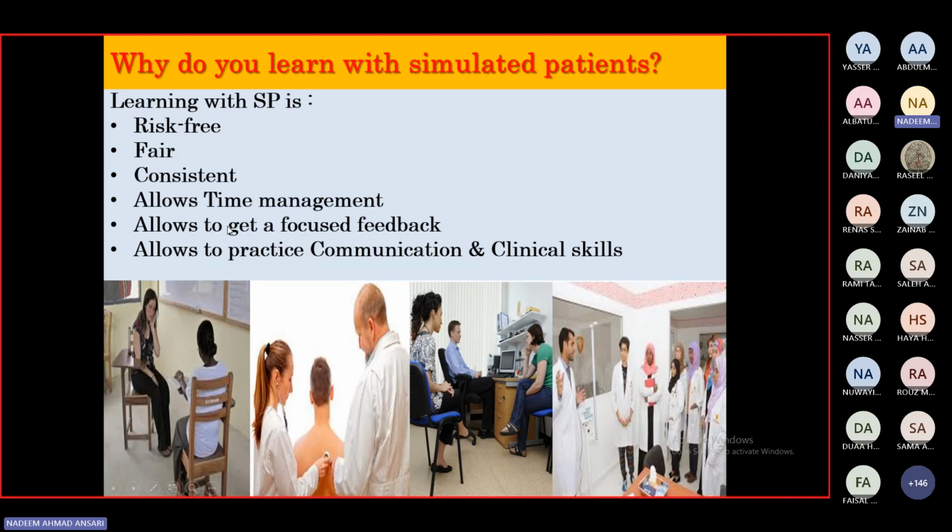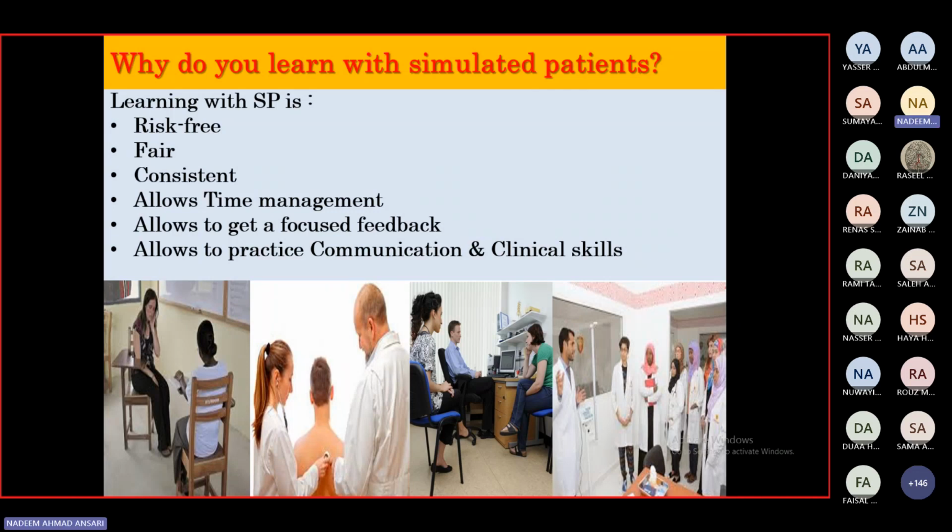Then it allows a good time management because there is no time to waste. The simulators are well informed, they are well trained, and they give the required information in the designated time frame. So it will allow a good time management, especially in the exams, like the OSCE. It allows you to get focused feedback, because the information is quite consistent and they behave like real-life patients. So it will help you in giving good feedback on the encounter and on the communication.